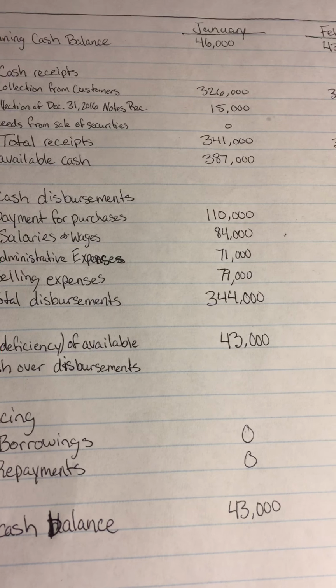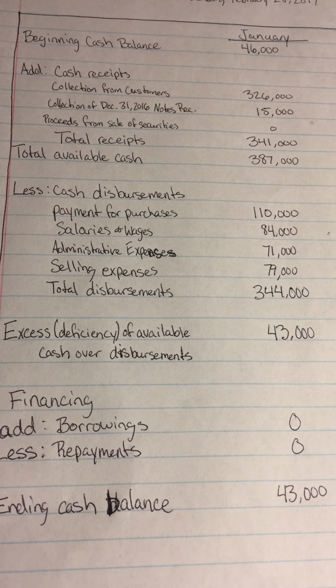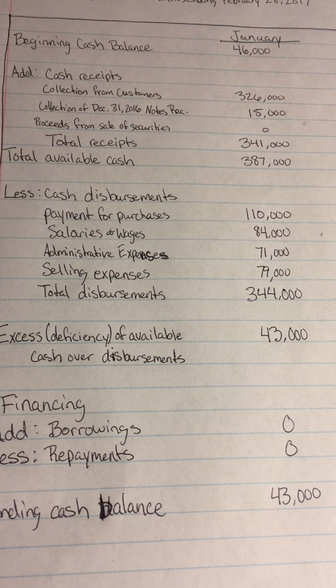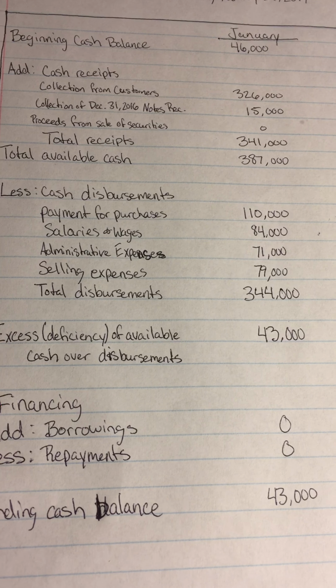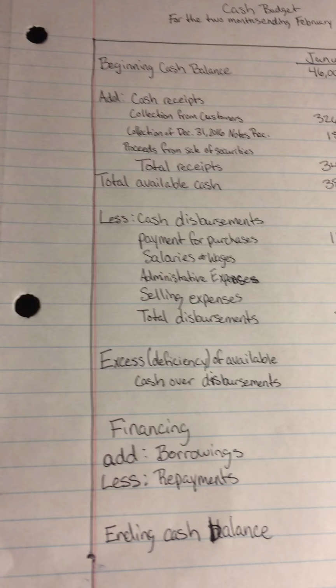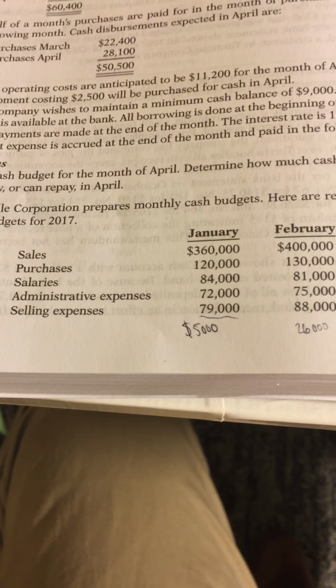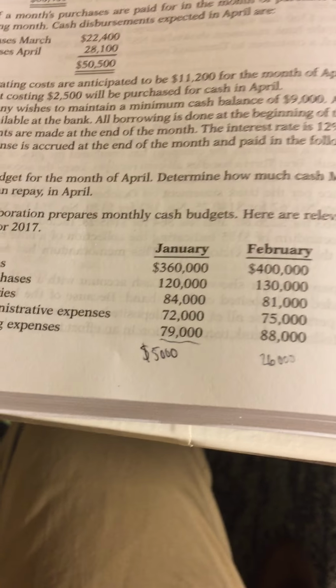But you put the 110,000 in for the purchases. You've got your salaries and wages. That's 84,000. You've got administrative expenses. There's another principle here with this one. Administrative expenses is shown under this first chart as $72,000 in January.